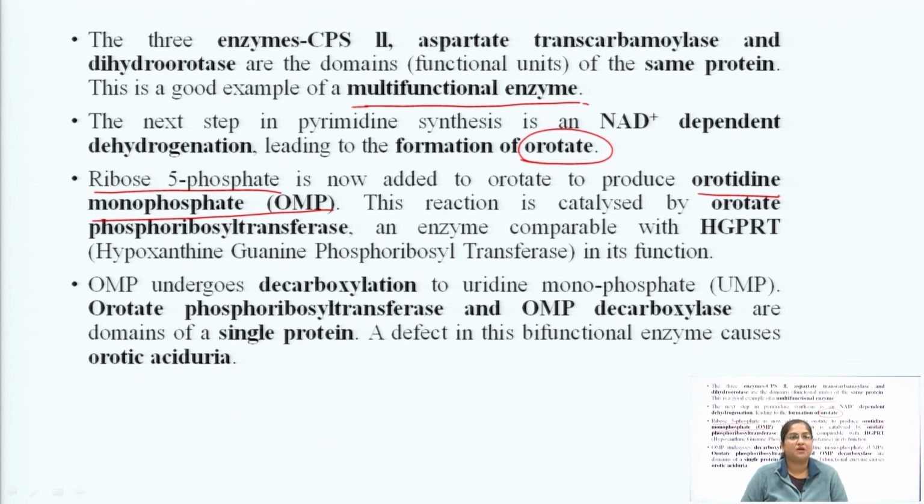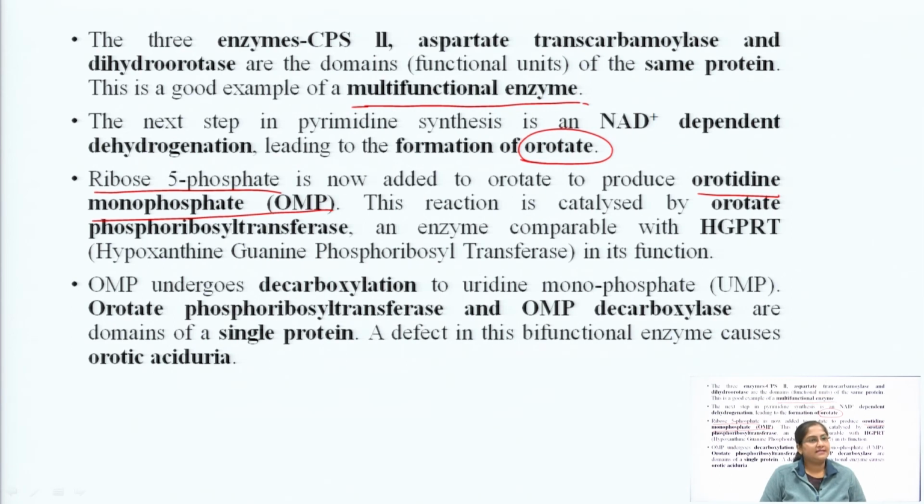It is an enzyme comparable with HGPRT. HGPRT is hypoxanthine guanine phosphoribosyl transferase. If you do remember, we studied this particular enzyme in the previous lecture on purine nucleotide biosynthesis, and there was a disease related to this enzyme, that was Lesch-Nyhan syndrome. That means, if there is a deficiency of HGPRT, there will be a disease called Lesch-Nyhan syndrome, which we studied in our previous purine nucleotide lecture. For more details, you can go through that lecture as well.